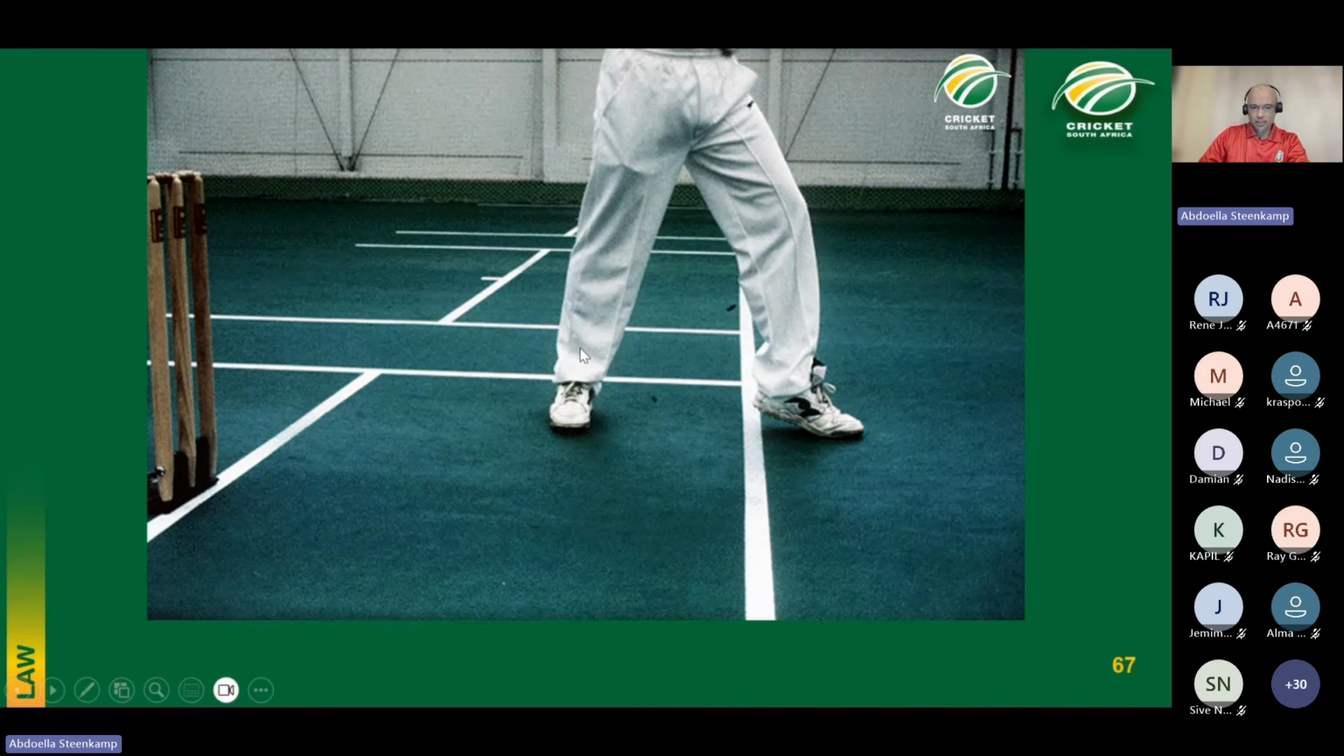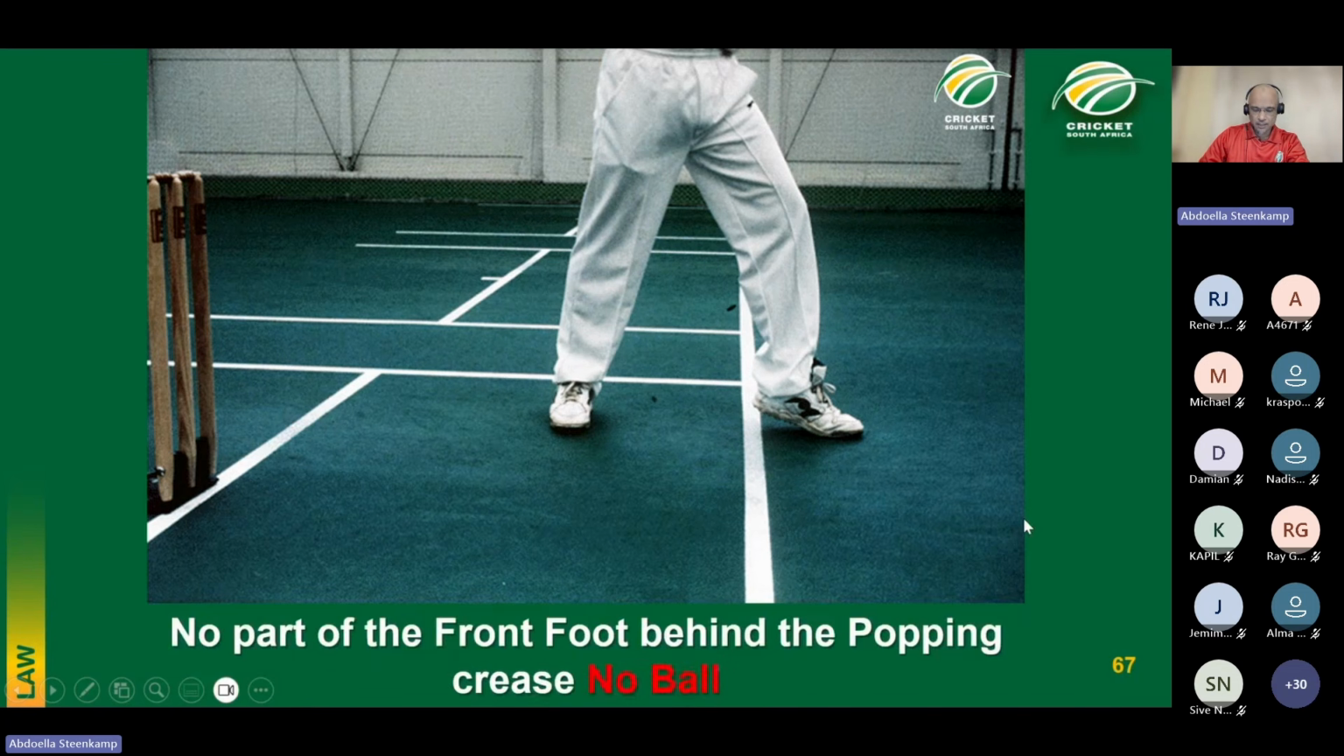Back foot happy, not touching the return crease. Front foot, it is raised, but there's no part of the front foot behind the back edge of the popping crease. That's why this is a no ball.